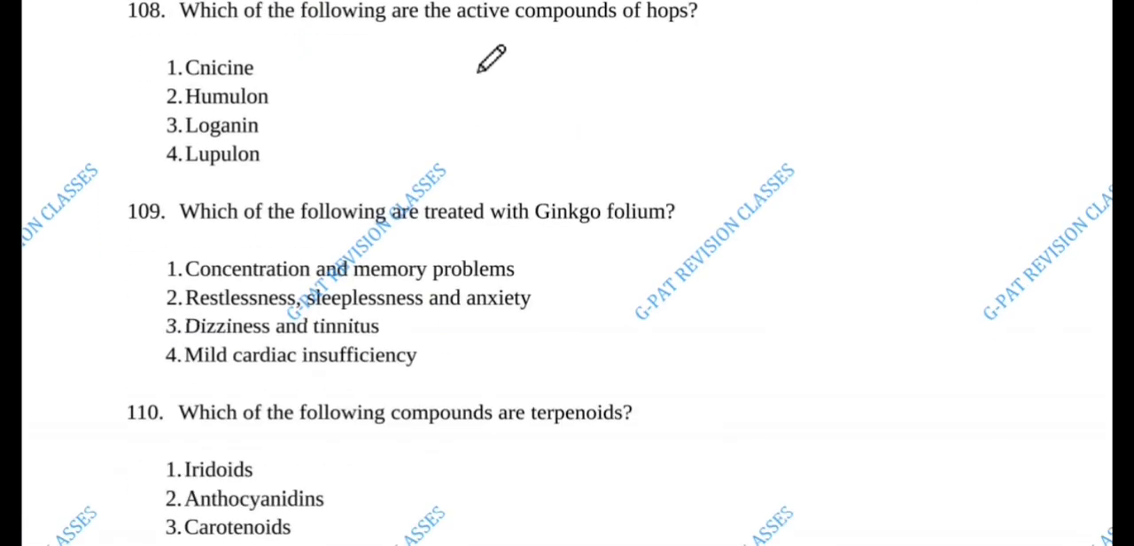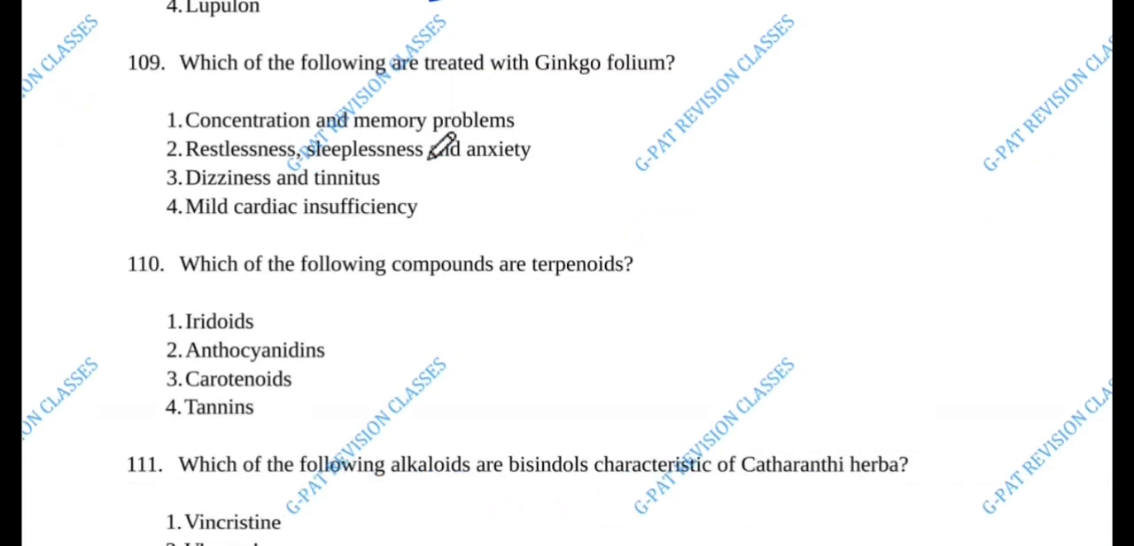Which of the following are the active compounds of hops? The answer is 3, loganin. The answer is 3, loganin. Next is question number 109.